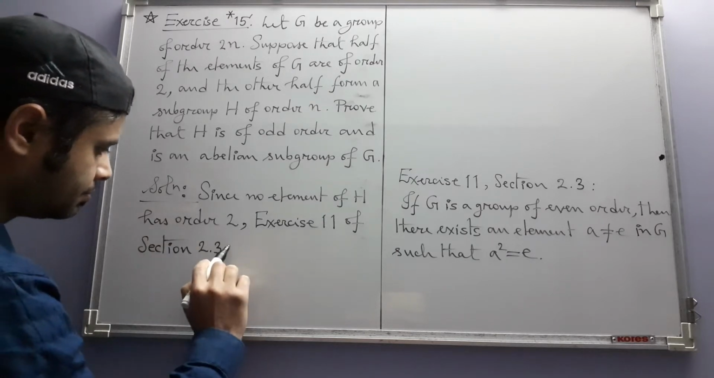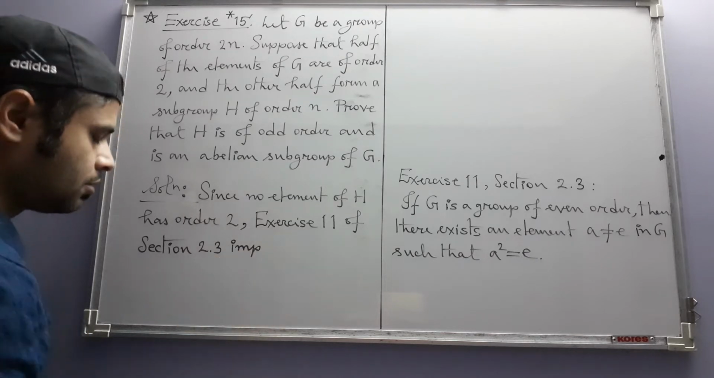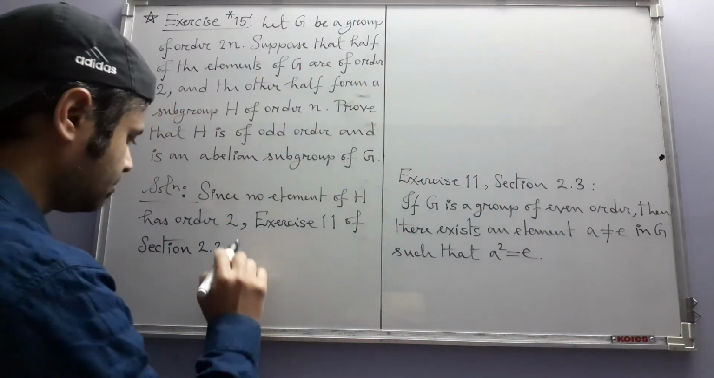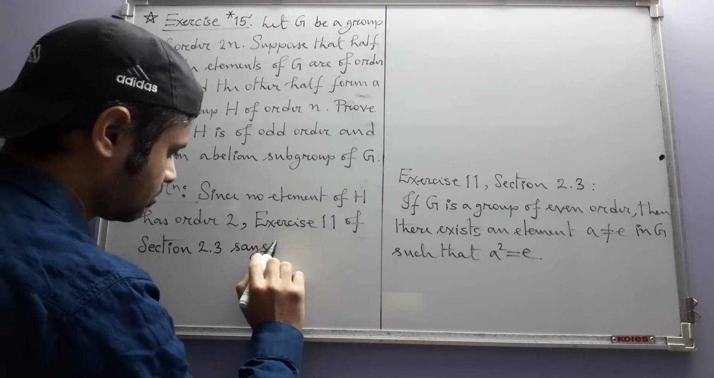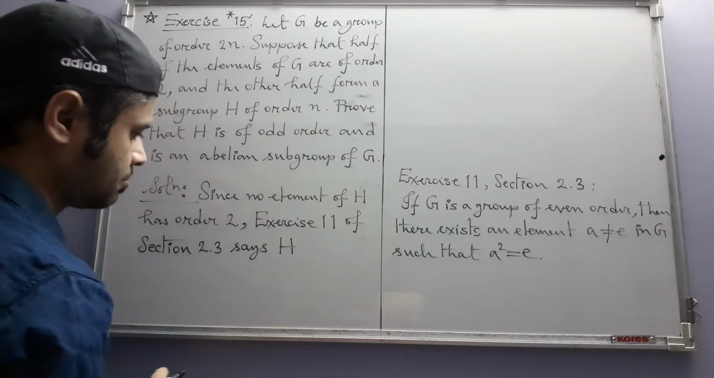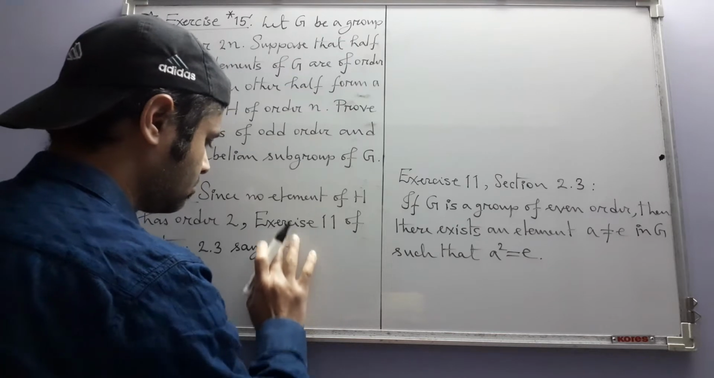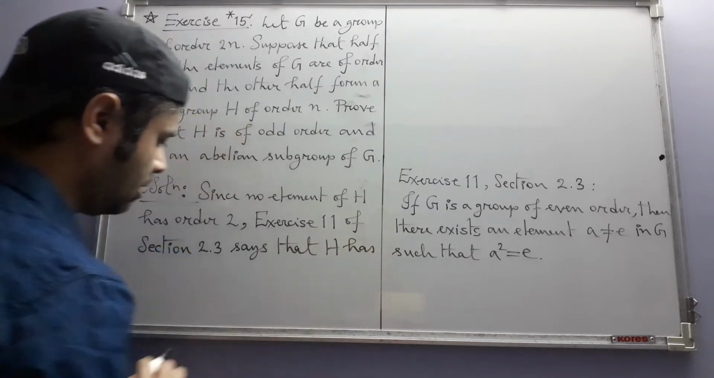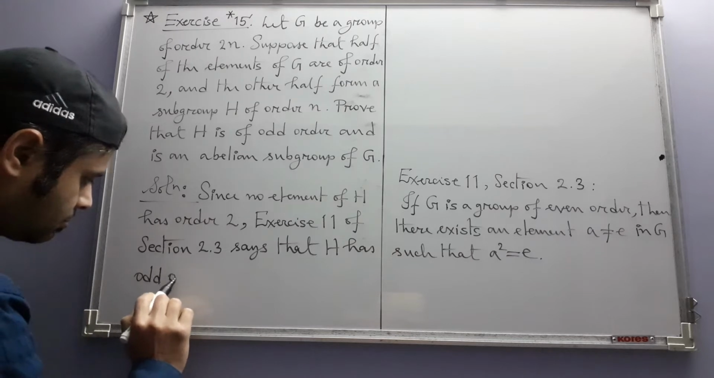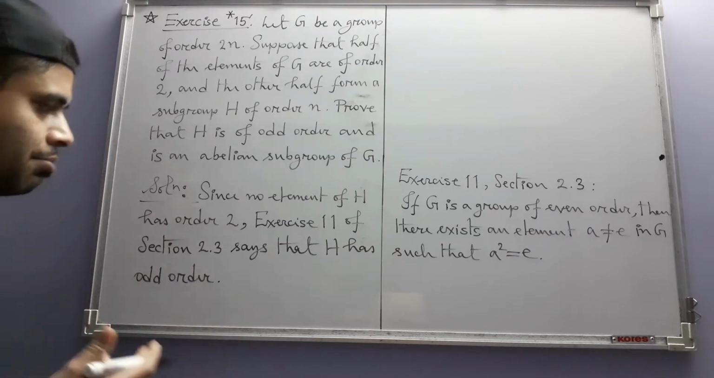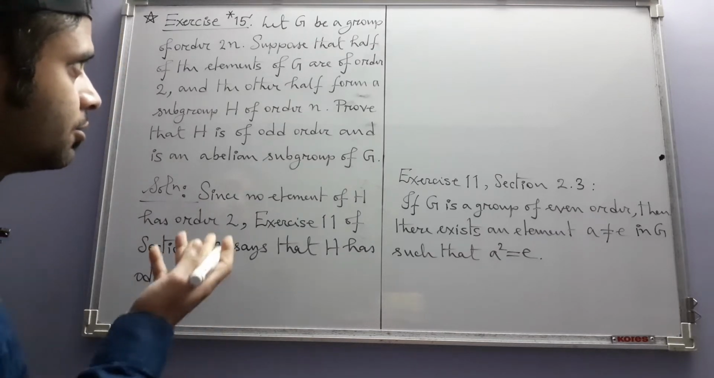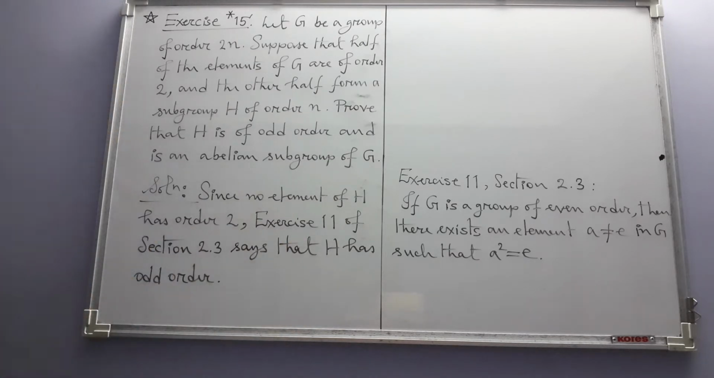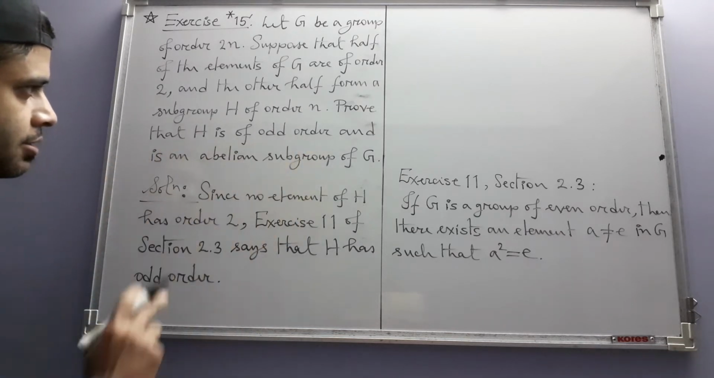Section 2.3. Actually, I should not write implies, but it just directly says so. H has odd order. H must, after all, have a finite order because it's a subgroup of a finite group, so it's either even or odd. But even order is not possible because of this. So immediately we are getting the conclusion that H has odd order.